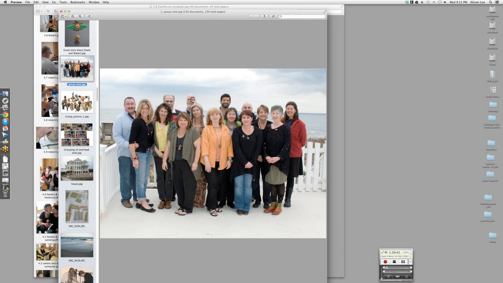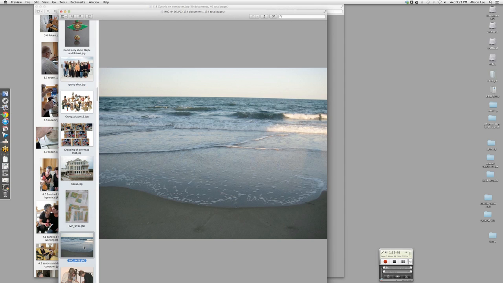On the last day, we saw a pod of dolphins. Remember that? A huge pod of dolphins, hundreds and hundreds of dolphins. That was amazing. It was a beautiful view of the ocean. We all should have a peaceful view like that.